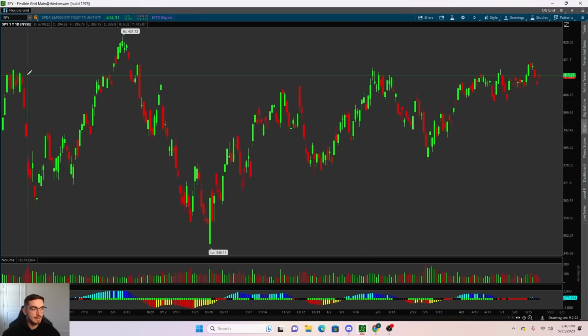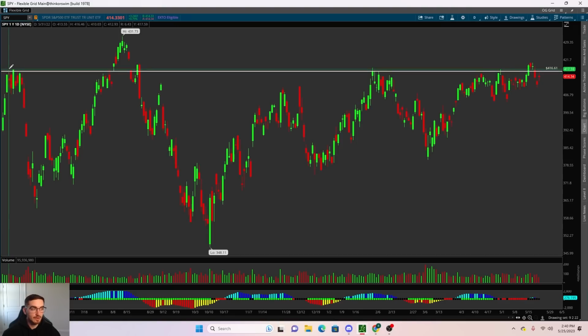So a really good example would be over here. As we can see, there was a lot of resistance at this area. 1 hit, 2 hit, 3 hit, 4 hit, 5 hits right here. And we almost hit it right here. Now, when price broke above it, what did it do? It came back, it tested it as support, and then it pushed all the way up to 431. So like I said, what I'm looking for is at least 2 to 3 wicks to draw my support or resistance. The more wicks that hit that area, the stronger it is going to become.